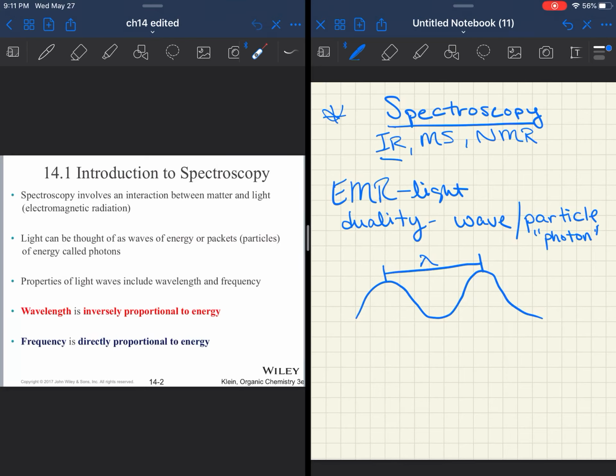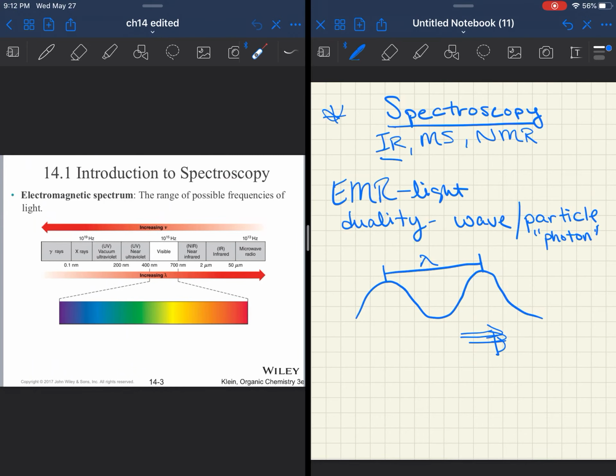Frequency, because all light is moving at the speed of light, right? So it's moving at the same speed. The longer the wavelength is, the fewer waves will pass through a point in a given period of time. So frequency is inversely related to wavelength, which makes it directly proportional to energy. High frequency equals high energy.